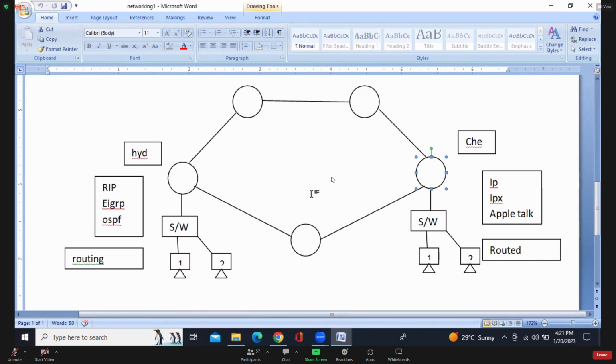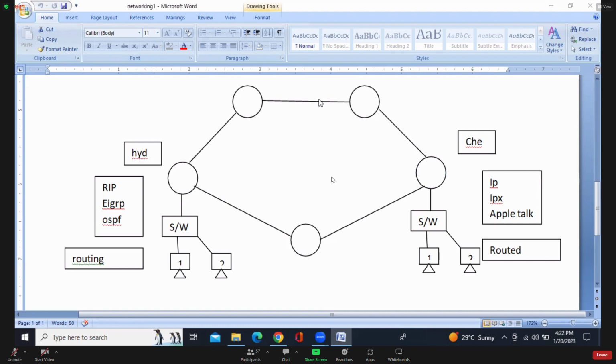So which one is the best path according to this diagram? Above one or below one? So this is the best path, right? According to this diagram, the below one is the best path, because here we'll have only one router. Coming to here, we'll have two routers.